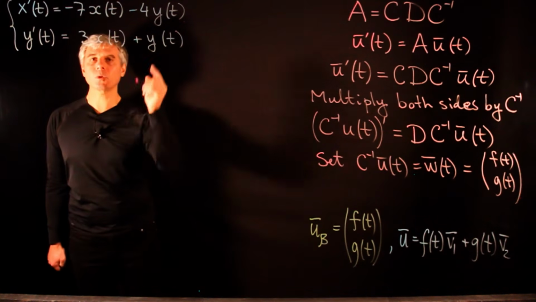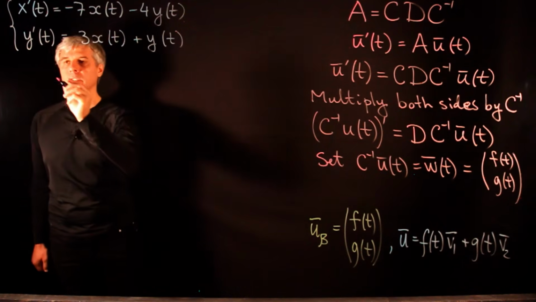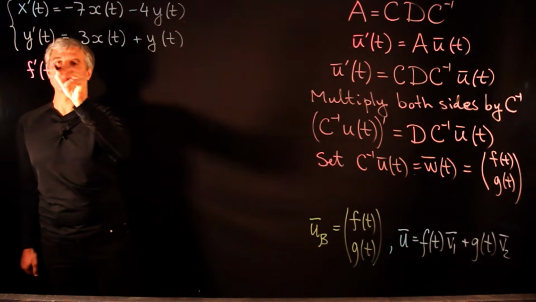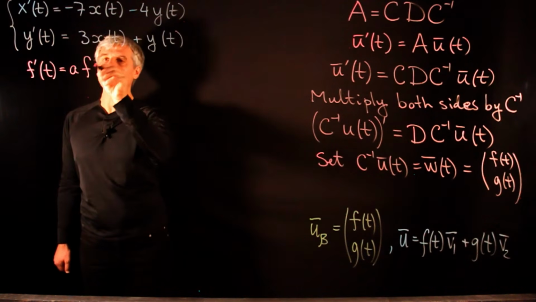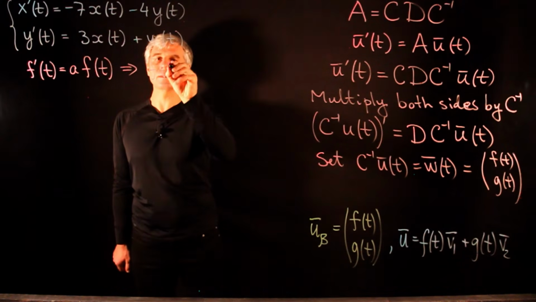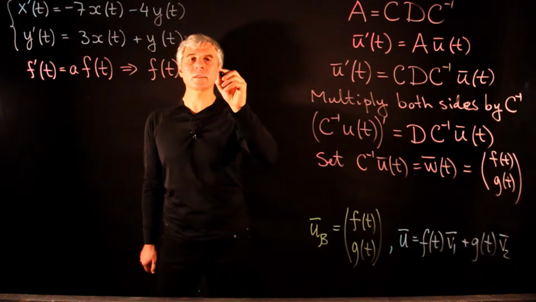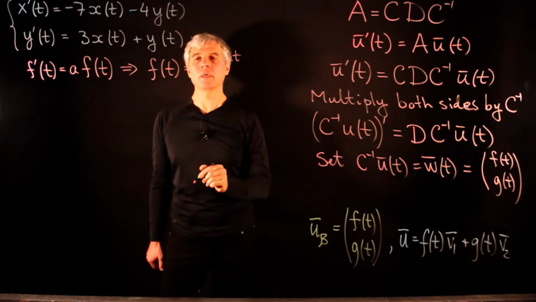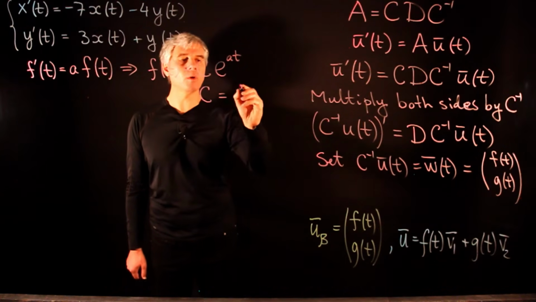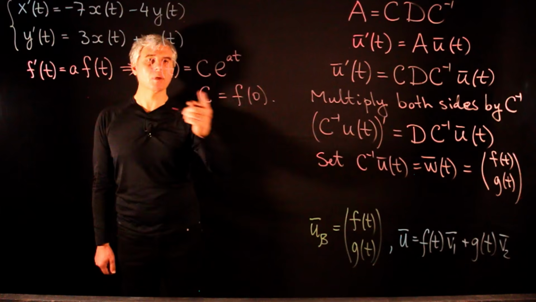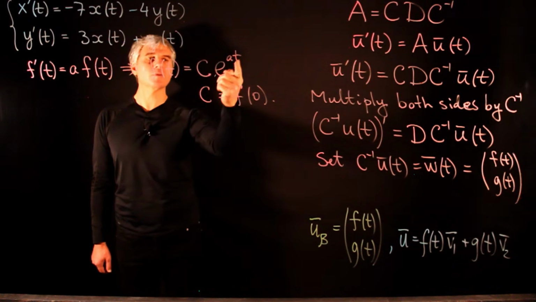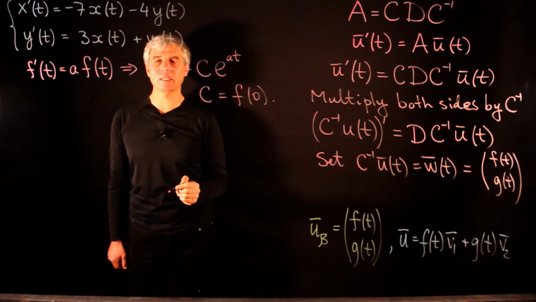The third approach to solving systems of linear differential equations is based on the following idea: if we know that f prime of t is equal to a f of t, this tells us that f of t is equal to a constant times e to the at, where the meaning of this constant is the value of f at 0. Because if we evaluate this function at t equals 0, then the exponential of 0 is equal to 1, and then we get the answer as C.